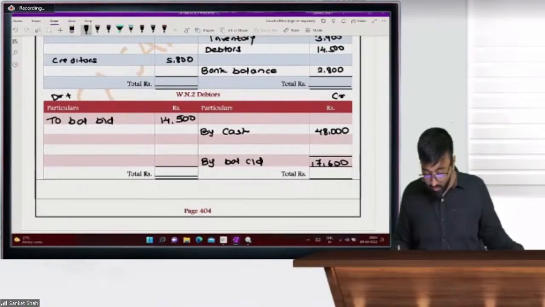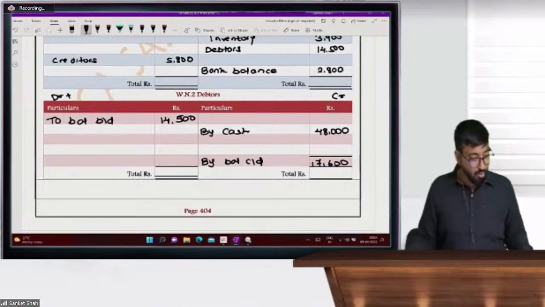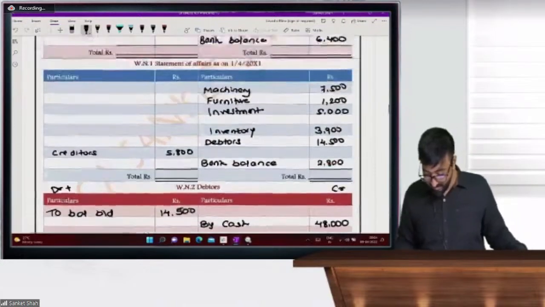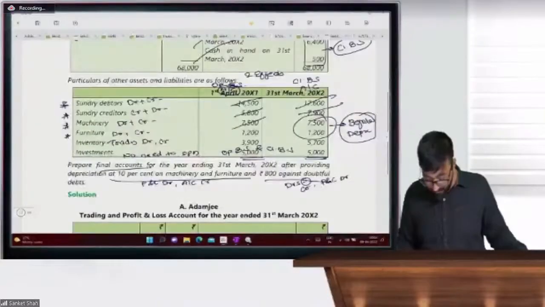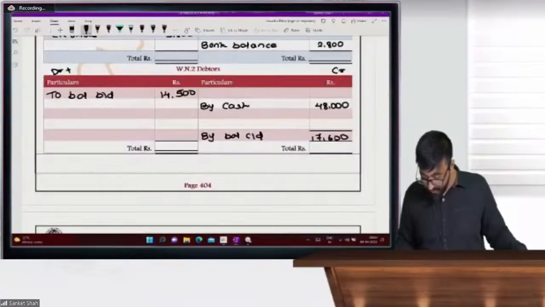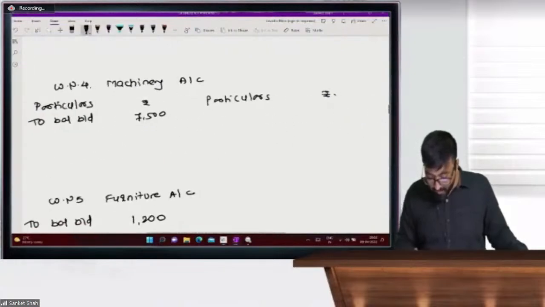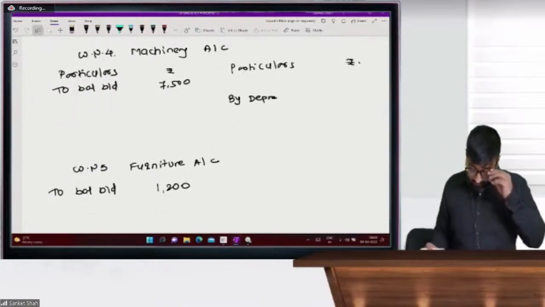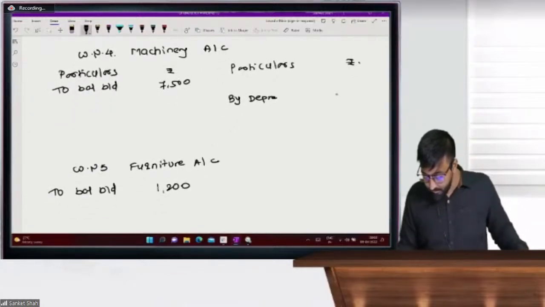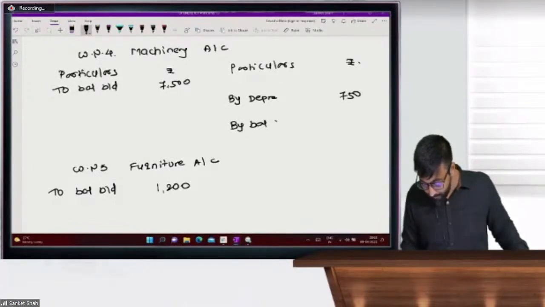Just checking your concentration. Yes, good. Yes. Now we have done with all these effects. Now depreciation. Depreciation will reduce your value of machinery. So second effect, on the credit of the account, 7,500 into 10%, and by balance carried down.